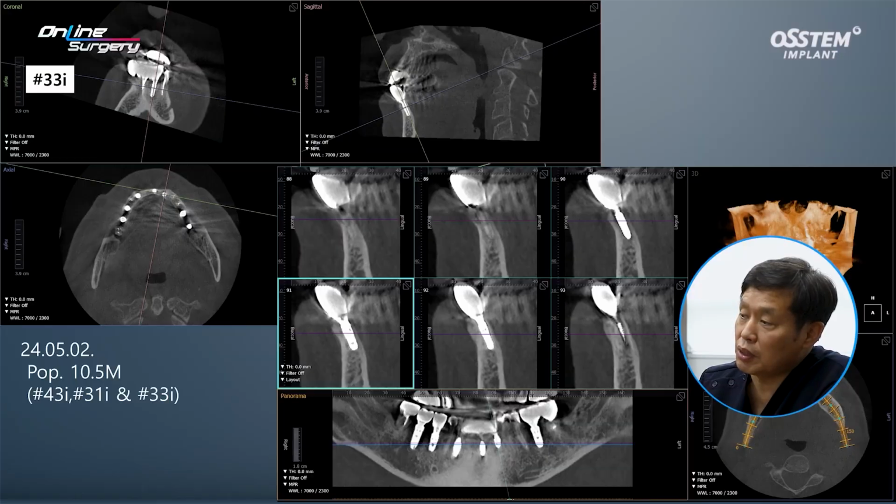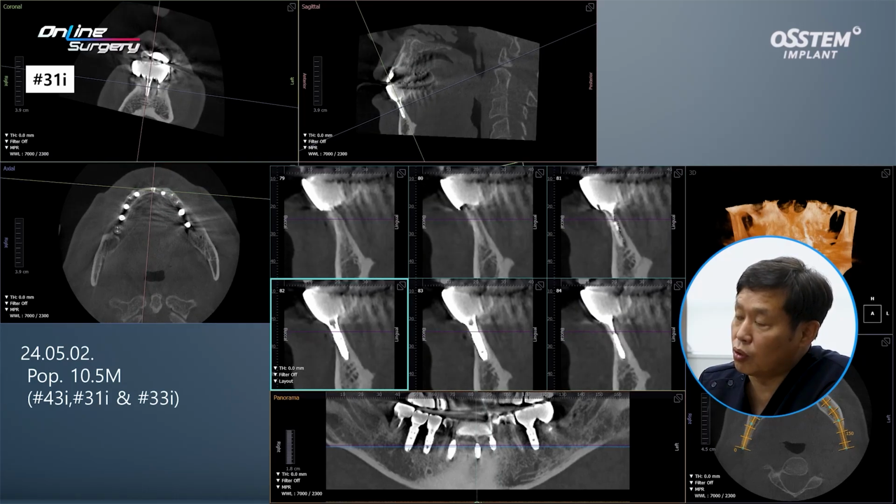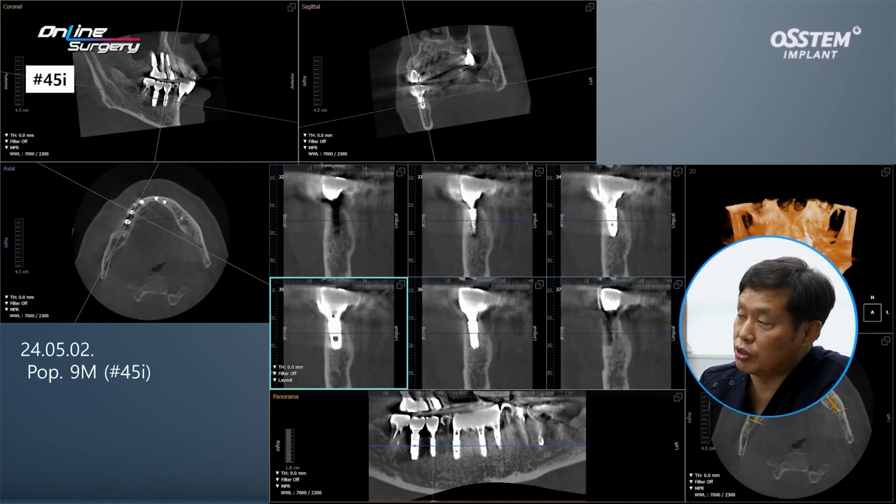And on number 33, you can see on the buccal side, previously significant A-Oss collagen bone graft was done, and labial bone is nicely maintained. And in number 31, bone is thin, but it's okay. In number 45, it's been about 9 months on CT since surgery, and buccal wall is nicely maintained as well.